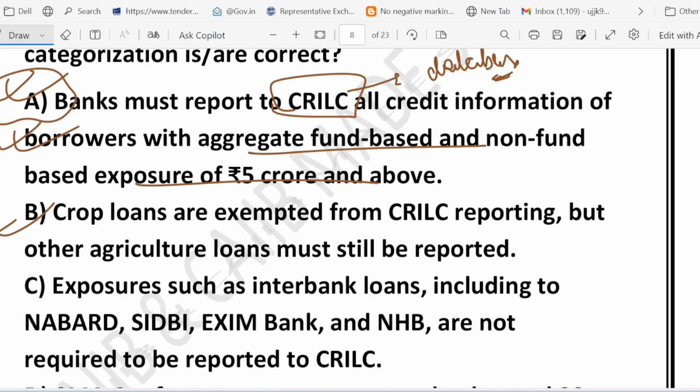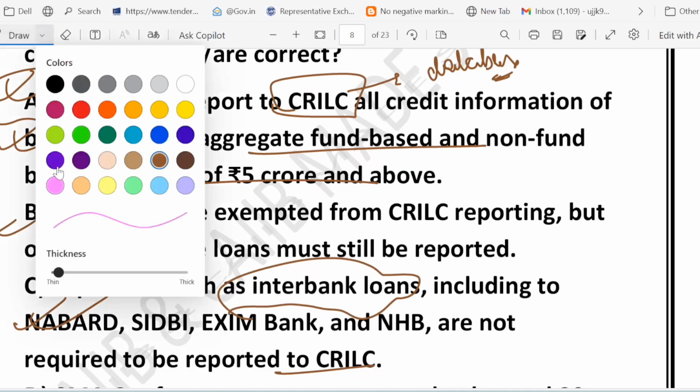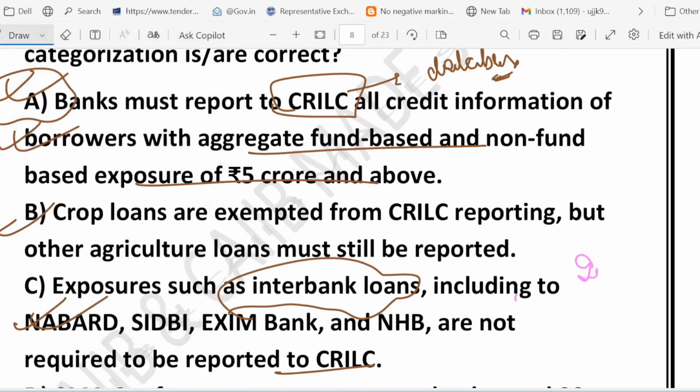Now option C says that exposures like interbank loans, including to NABARD, SIDBI, EXIM bank, are not reported to CRILC. That is option number C. This is also correct, right? Because these are called interbank loans. Remember, these interbank loans are more of an institutional arrangement, not customer level risk.